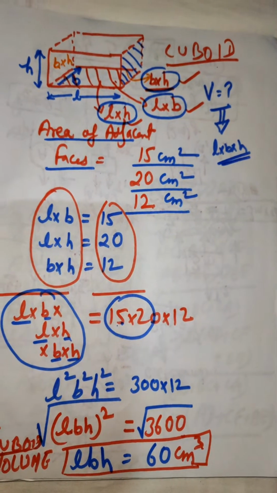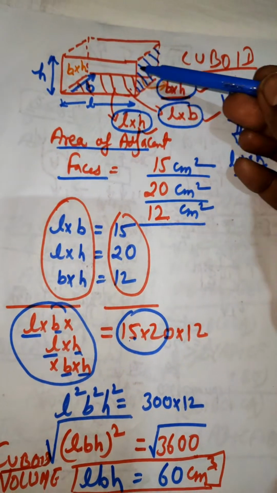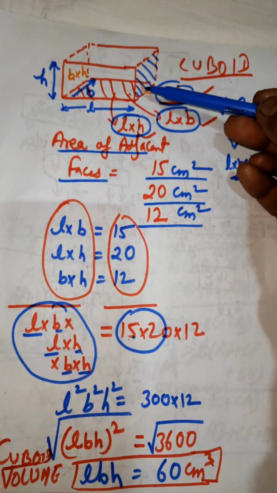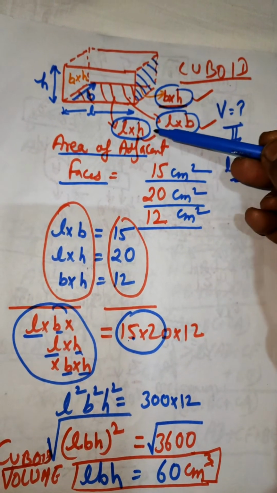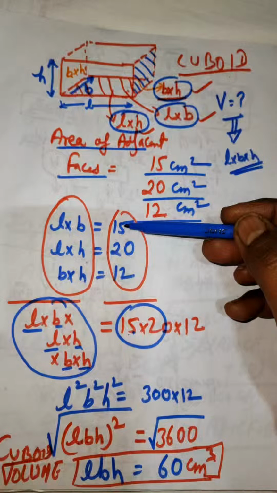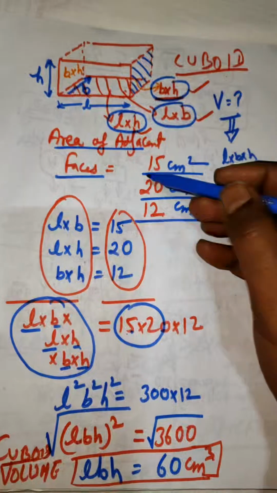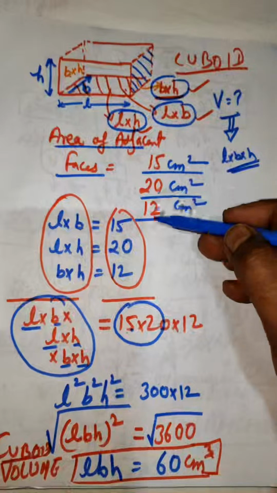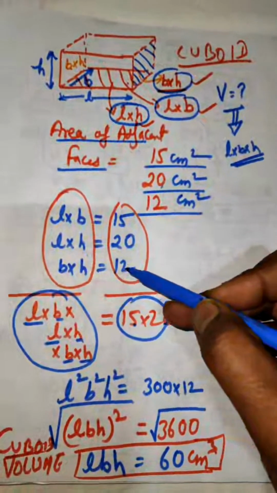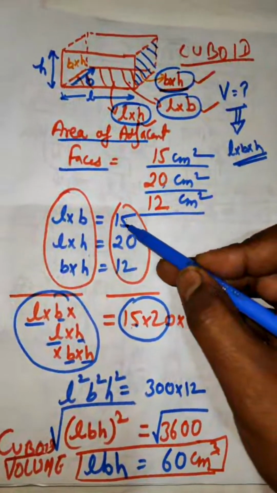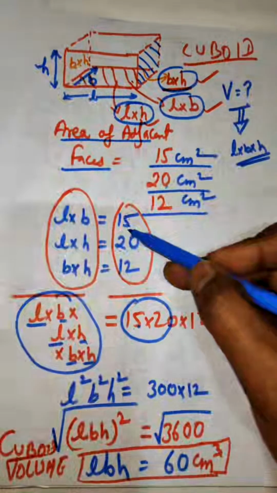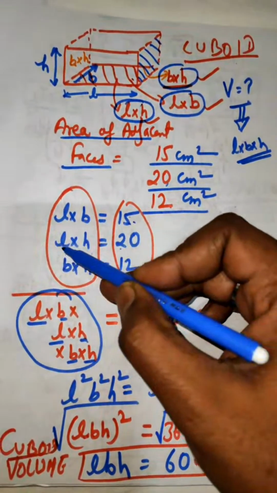We know it, right? So what we did, we know the three adjacent faces are stuck to each other, and these are the three faces having the dimensions L into H, L into B, B into H, right? So we just kept the values as given: L into B 15, L into H 20, B into H 12. Don't worry about which value will be for L into H or L into B or B into H, or 20 will be for whom. Just put this value for any of these: L into B, L into H or B into H, right?